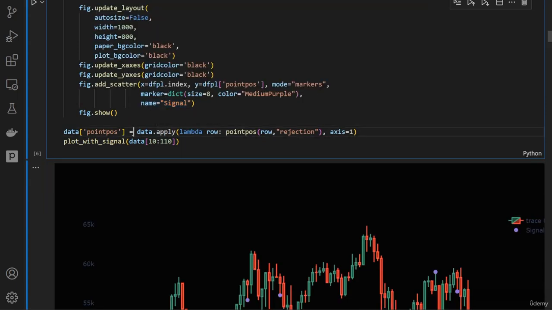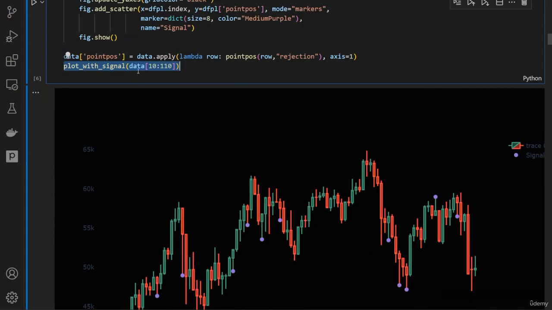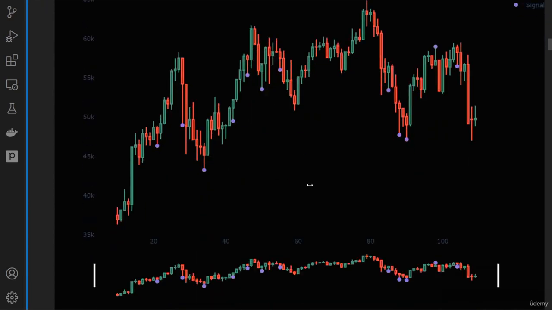Then we can use these two functions. So data position, this is a new column, is equal to data.apply, the point position, using the rows. So we're applying it to each of the rows of the data frame, and we're using the rejection column as an input to know if we are going to place the point above or below the candle. At the same time, to plot everything, including the points, we're going to feed within the plot with signal function a slice of the data frame where we want to plot our signals. And this is what it provides us with.